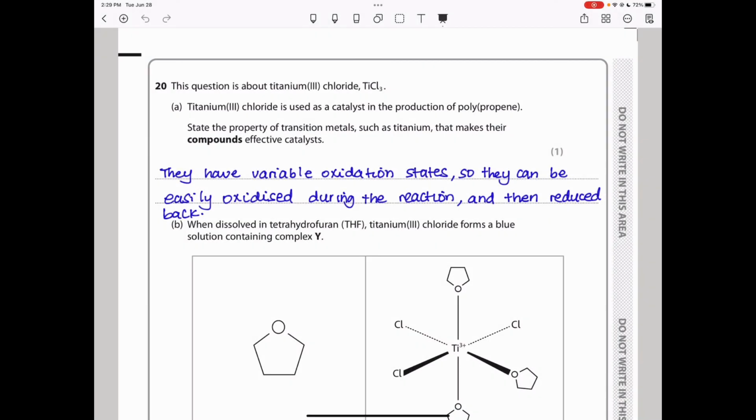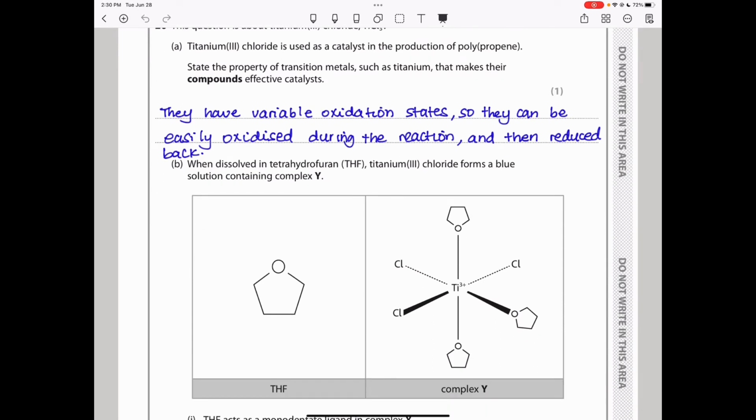Question 20. This question is about titanium(III) chloride. Titanium(III) chloride is used as a catalyst in the production of polypropylene. State the property of transition metals, such as titanium, that makes their compounds effective catalysts. Transition metals have variable oxidation states, and due to that, they can easily be oxidized to higher oxidation states and then be reduced back to their original state. So that ability enables them to act as catalysts in any reaction that they could be used.